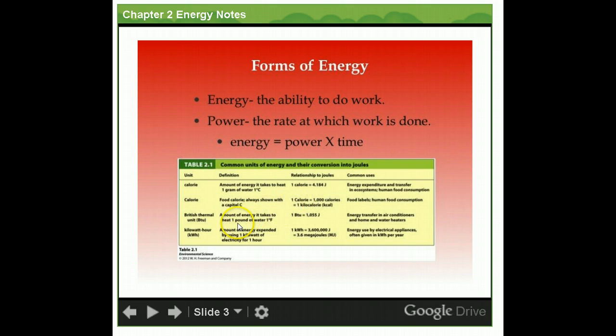We also will talk about British thermal units, BTUs. That's another way of measuring energy. And we'll also talk about kilowatt hours, which is the amount of energy used for 1 kilowatt of electricity for 1 hour. So those are the different units, and we'll have to convert from one to the other, and we'll do that in class.